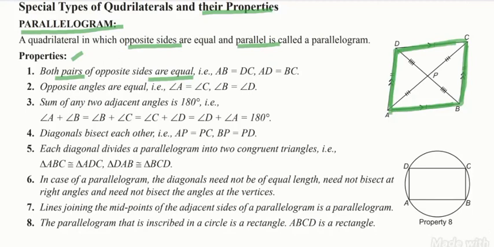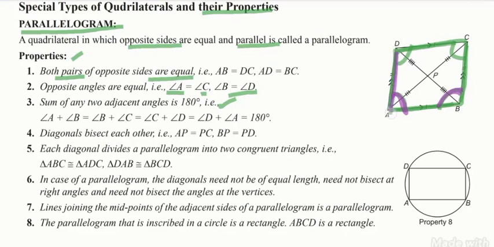And the second one, opposite angles are also equal. So this angle is equal to this angle. Means A is equal to C, B is equal to D. Next, the sum of any two adjacent angles is 180 degrees. So let us consider two angles A and B. If we add both, 180 will come.